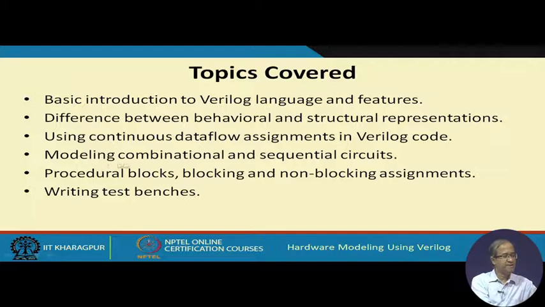So, we saw the various different techniques and styles for modeling both combinational and sequential circuits, and we looked in detail inside the procedural blocks and the differences between blocking and non-blocking assignments, which of them to be used when and why. We also looked at some of the good and some of the not so good practices. You should not mix blocking and non-blocking assignments within a single block, for example, and there are some other constructs also we talked about. There are a few things that should be avoided.